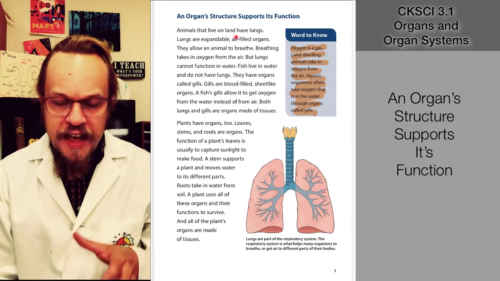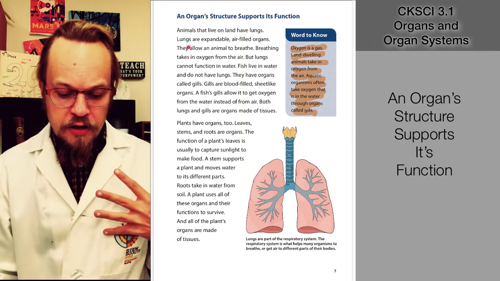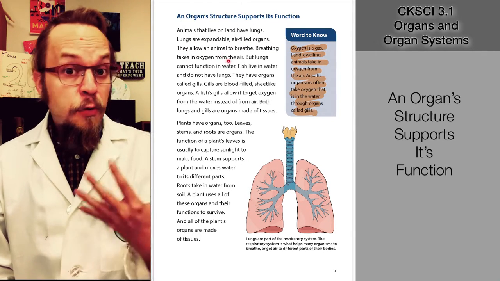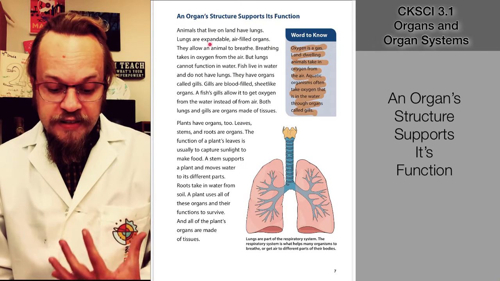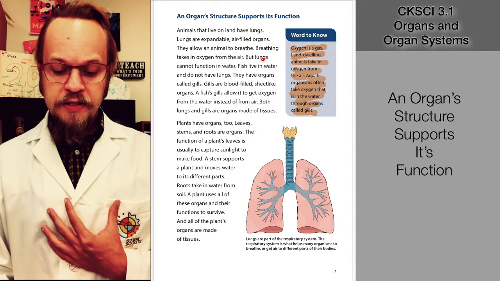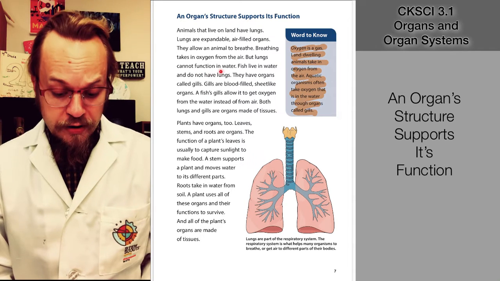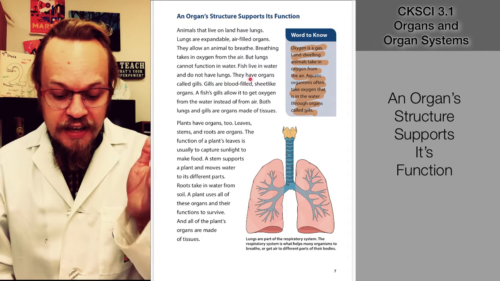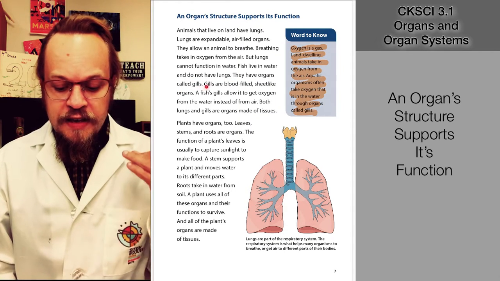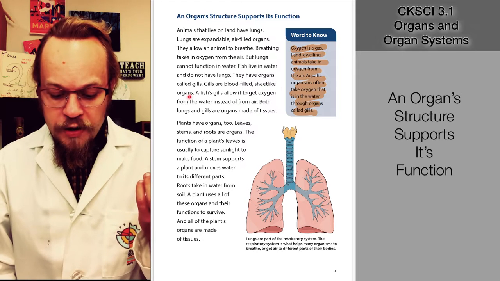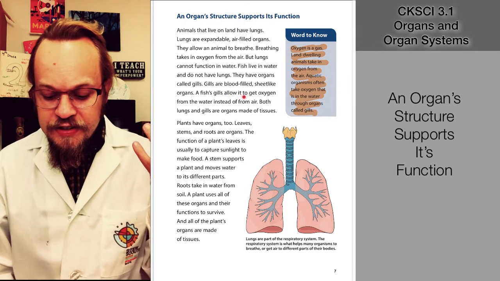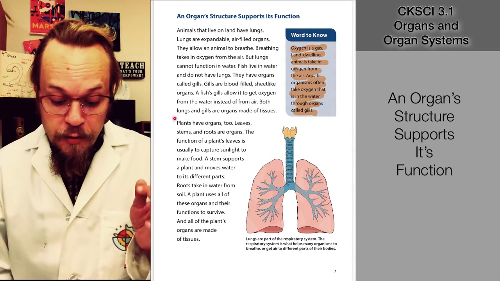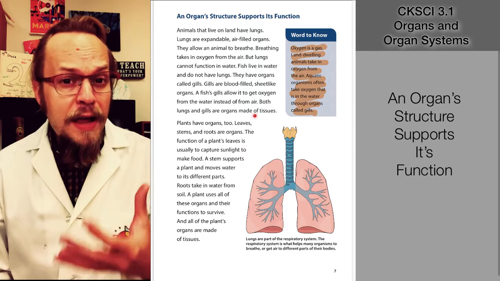So an organ structure supports its function. Animals that live on land have lungs. Lungs are expandable, air-filled organs. They allow an animal or human to breathe. Breathing takes in oxygen from the air, but lungs cannot function in water. Fish live in water, and they don't have lungs. They have organs that are called gills. Gills are blood-filled, sheet-like organs. A fish's gills allow it to get oxygen from the water instead of from the air. Both lungs and gills are organs that are made up of tissues.